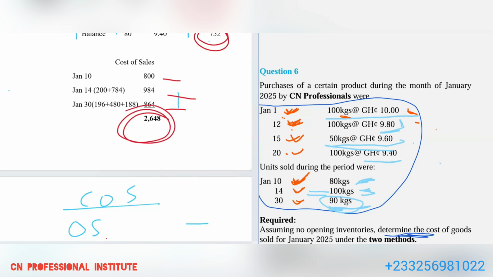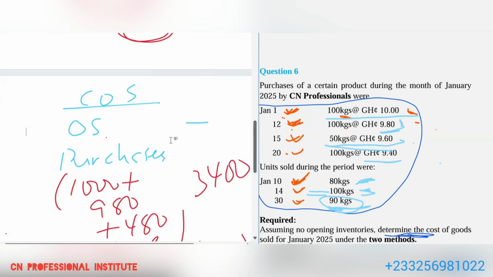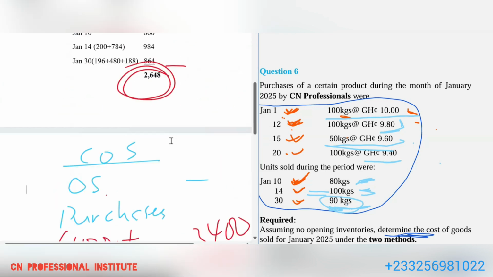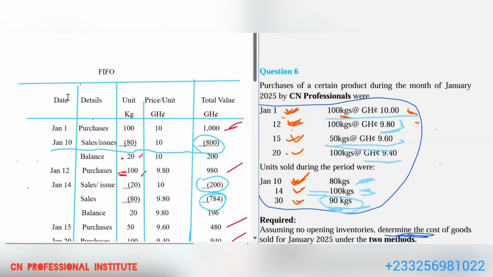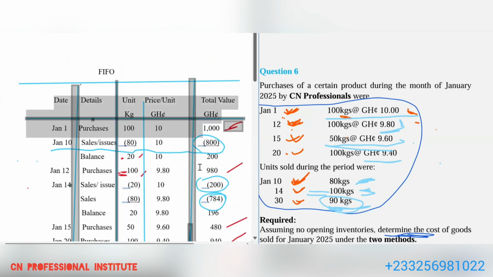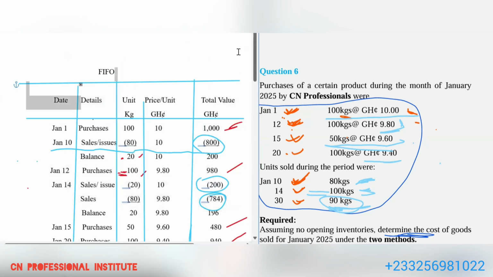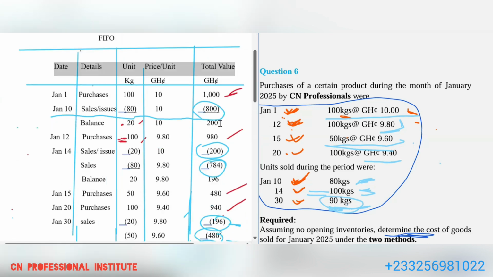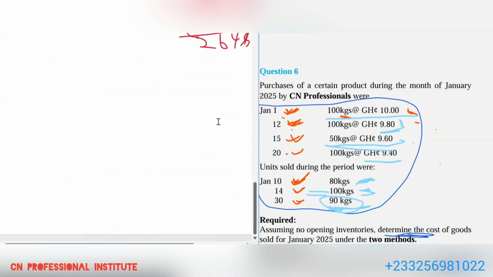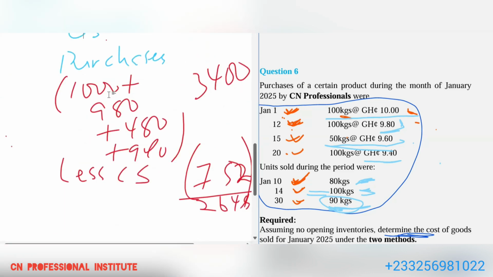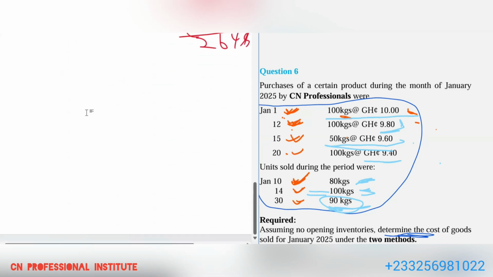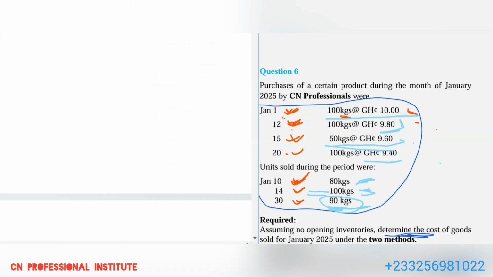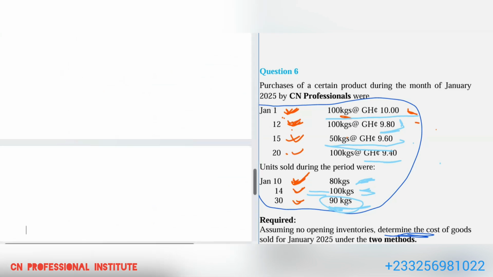Let's go and try the weighted average since we used both methods. So let's go and use weighted average. I'll copy everything here, let me copy my headings. So let's come and do WA, our weighted average. Let me do it here.